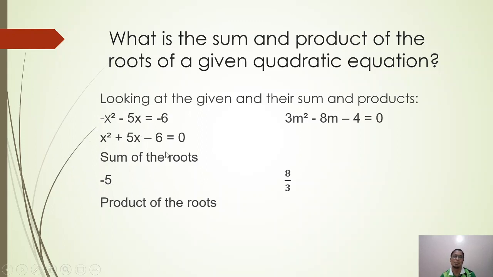Subukan natin to. Product of the roots. Ano nga yung nakuha nating value? Negative 6 at saka negative 4 over 3. Balik tayo dun sa given. Dun sa given na nasa standard form na. Negative 6. Negative 6. Sir, negative 4 over 3. Negative 4, asa ng 3? Ayun. I-multiply pa ba sa negative? Hindi. Etong isa. Negative 6 at saka 1. Wala ka nang binago. So, C over A.